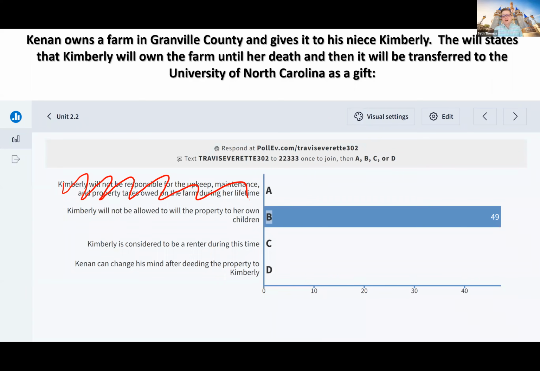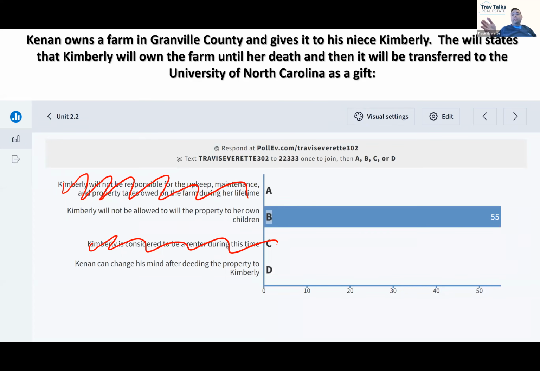C, Kimberly is considered to be a renter. Can we eliminate that one? Yes, we can. D, Keenan can change his mind after deeding the property to Kimberly. Folks, anytime you see something about changing mind after a deed's recorded, what can you do with that answer? Throw it away. Here's what I always think about.